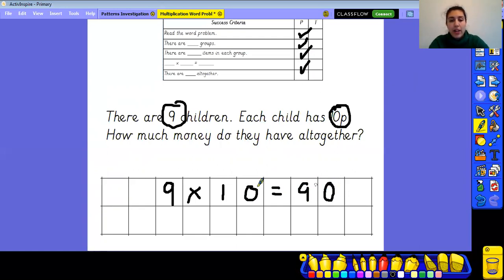Or remember, as always, we could have written it commutatively and said that I've got 10 9 times, and that would have given me the same answer.